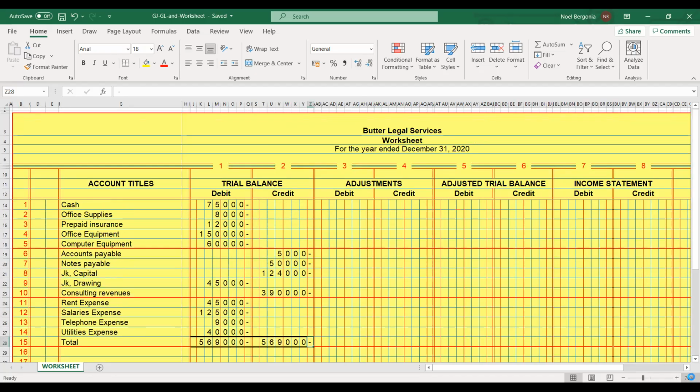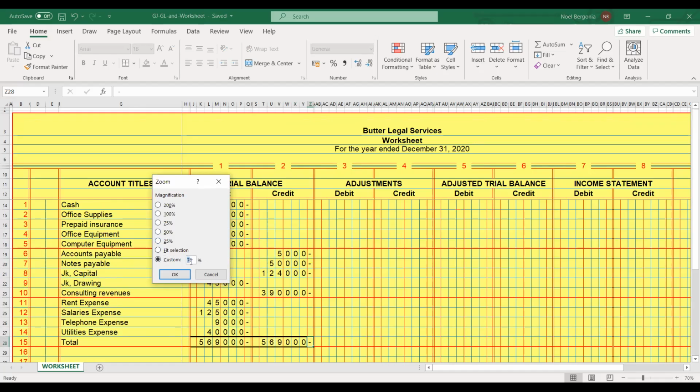Ayan, wait lang, let me just use my customization. Ayan.